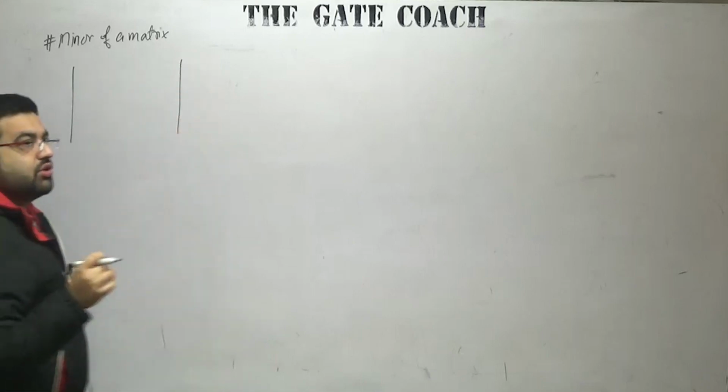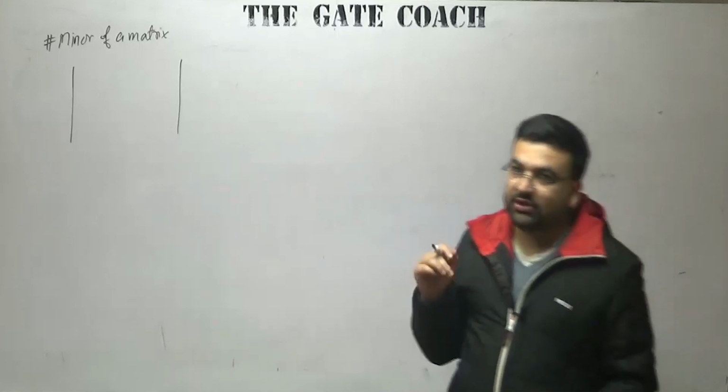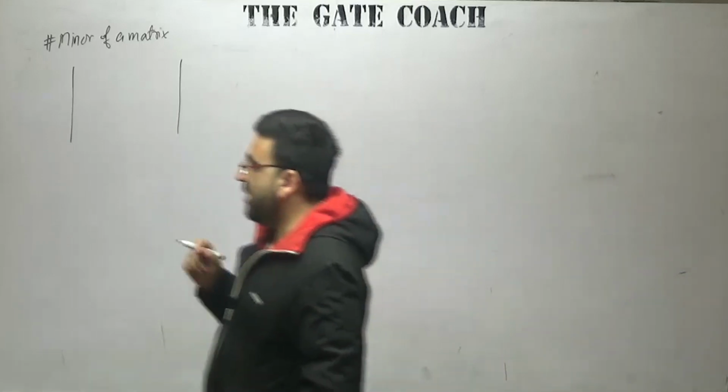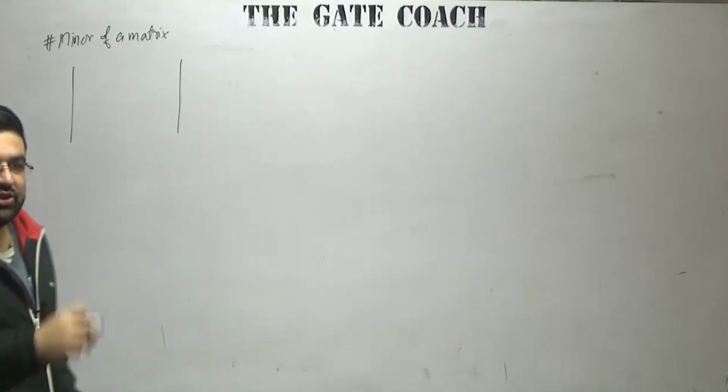Okay, and I told you that in books it is written that you can calculate the minor of a matrix just for a square matrix. But I also told you that sometimes for a rectangular matrix also we can calculate the minor of a matrix, right? But in books it is written square matrix.